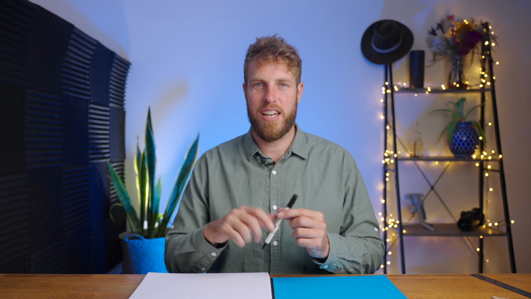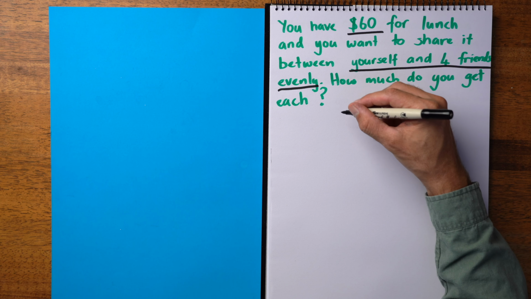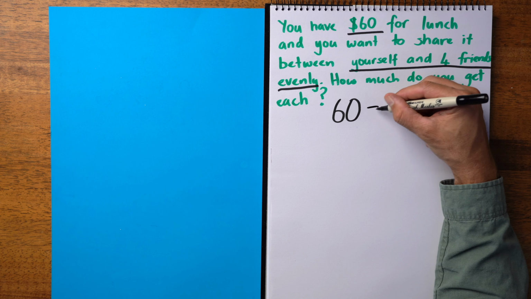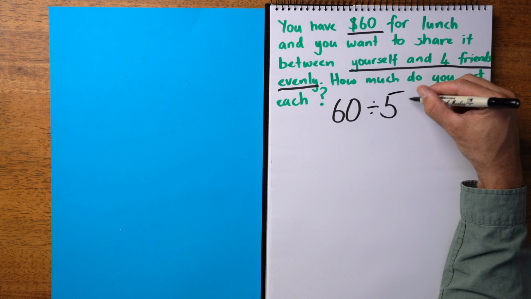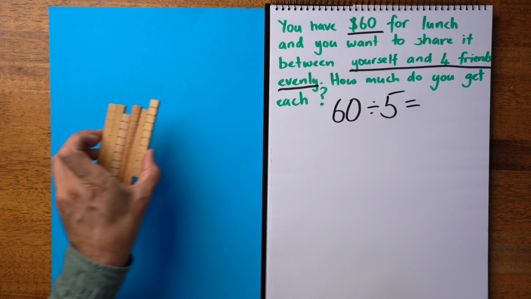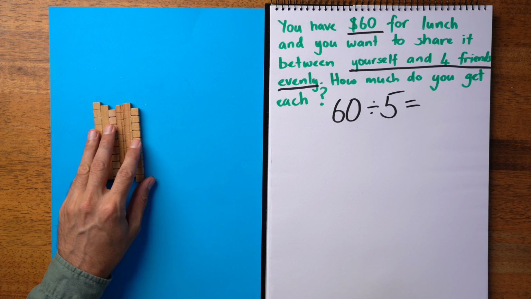There is a little bit of a trick in this question. It asks for yourself and 4 friends, meaning that we're actually going to have to share between 5 people, your 4 friends plus yourself. We could write it as a number sentence like this: 60 shared between 5 equals. All right, so let's make it. 60 has 6 tens, 1, 2, 3, 4, 5, 6, and no ones.